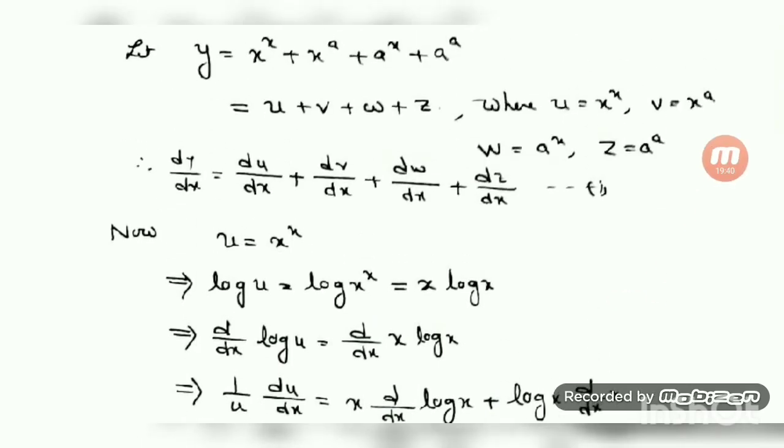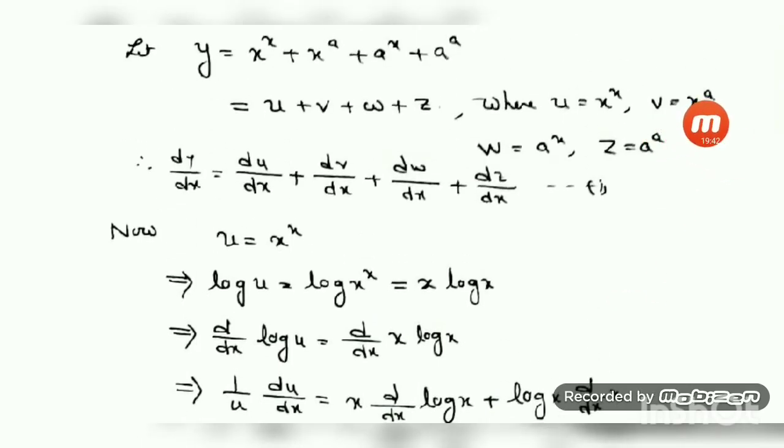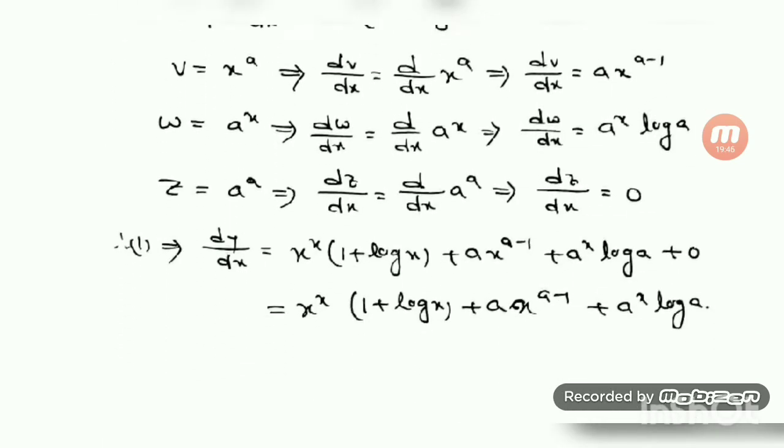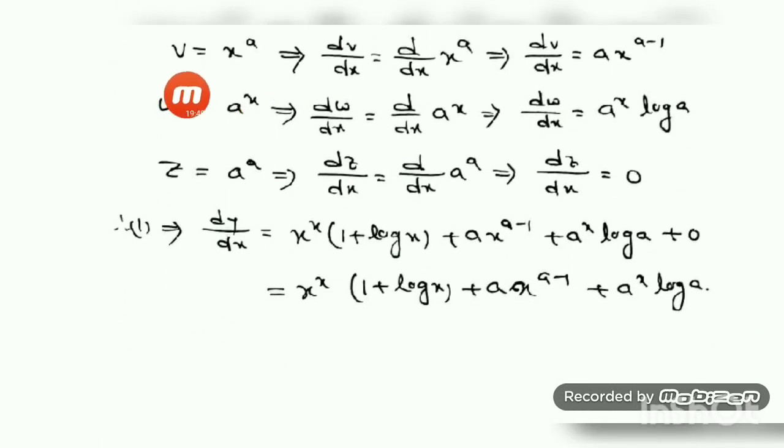Now let us go to v. What is v? v is x to the power a. The power is a constant, so obviously I can use here the x to the power n formula. This is a direct formula. v is equal to x to the power a, so dv/dx is d/dx of x to the power a. So dv/dx, a is constant, like n, is a x to the power a minus 1.